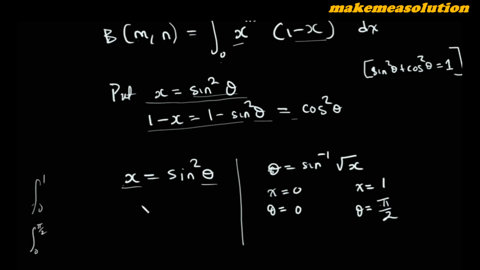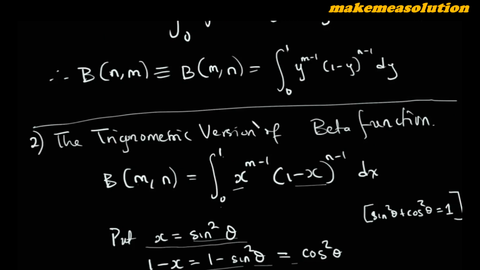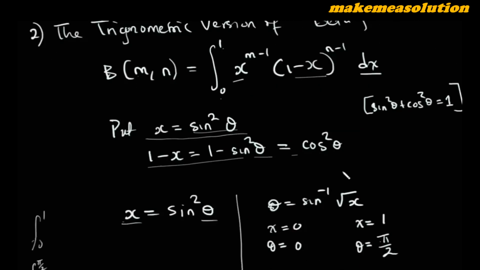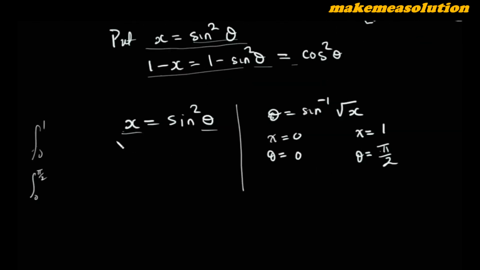So let's also change the variable of integration, from dx to d theta. To do that you need to differentiate this with respect to theta. So dx will now give you, when you differentiate this with respect to theta, 2 sine theta cos theta. Of course, you should know how to differentiate sine squared theta with respect to theta.